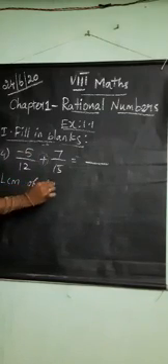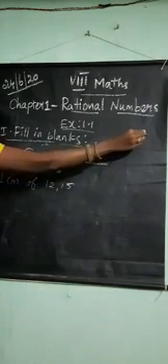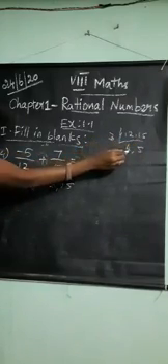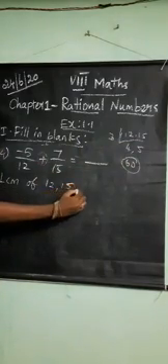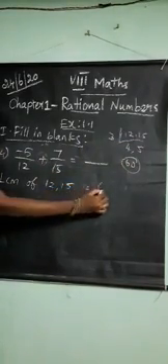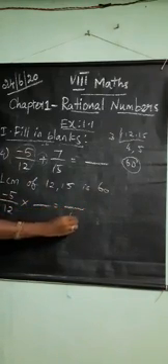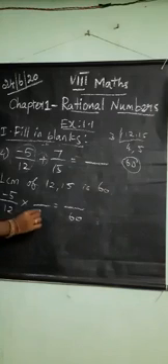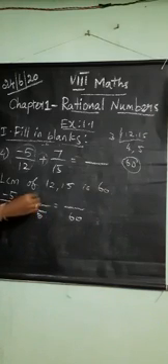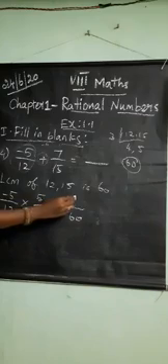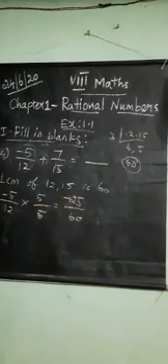LCM of 12 and 15. Third table: 4 times, 5 times. So 3 4s are 12, 12 5s are 60. So the LCM is 60. Then take the first one, minus 5 by 12 into dash equal to 60. Which number multiplied gives 60? 5. Denominator 5 means numerator also 5. So 5 5s are 25. So minus 25 by 60.